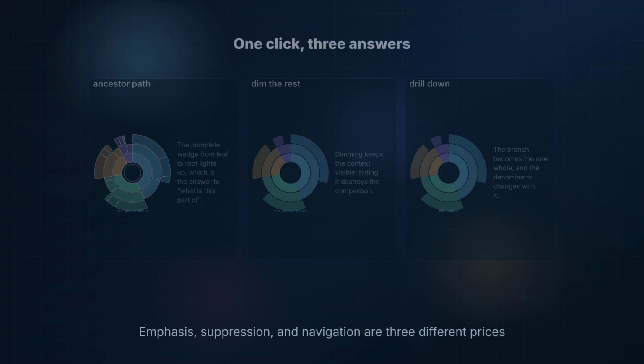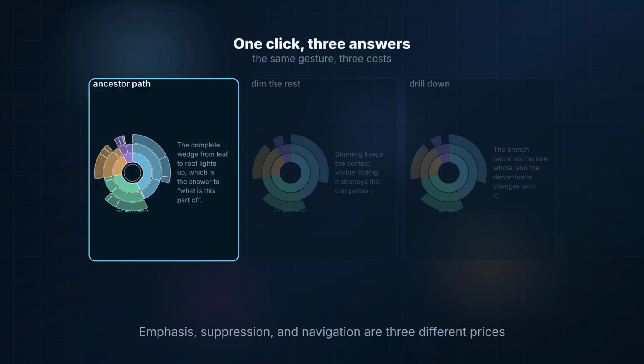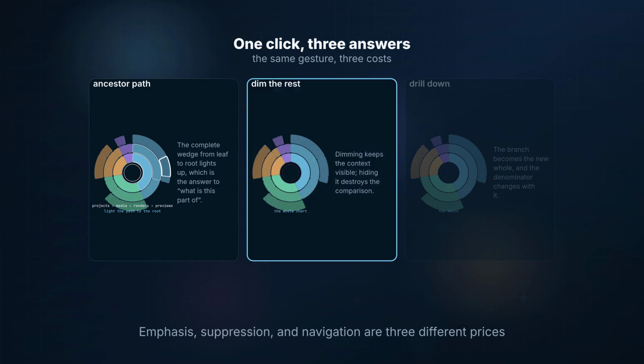Here is the same click, answered three ways, so the choice can be made on evidence. The first lights the path from the clicked arc back to the center and leaves every other arc untouched. The second dims everything that is not on that path. The third drills, making the clicked branch the new whole. All three answer the question. They differ in what they take away.